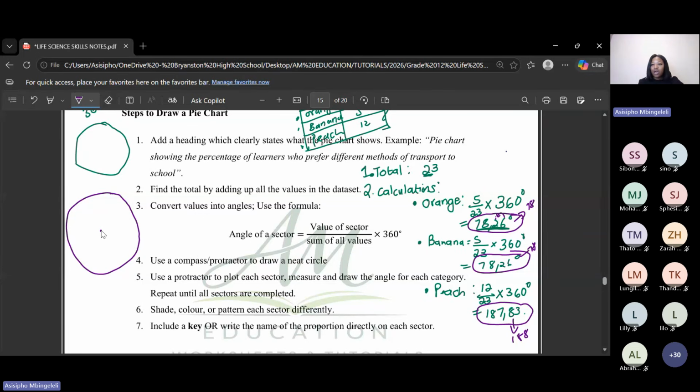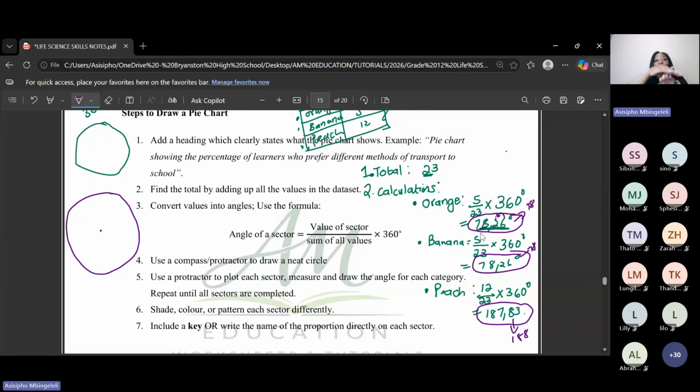And then you now need to draw sections for each. Remember, you've done the calculations that, okay, this particular category is going to get this particular portion. The orange is getting 78. It doesn't matter which one you start with, because you're going to indicate it to us. You then say 78 is the orange one.